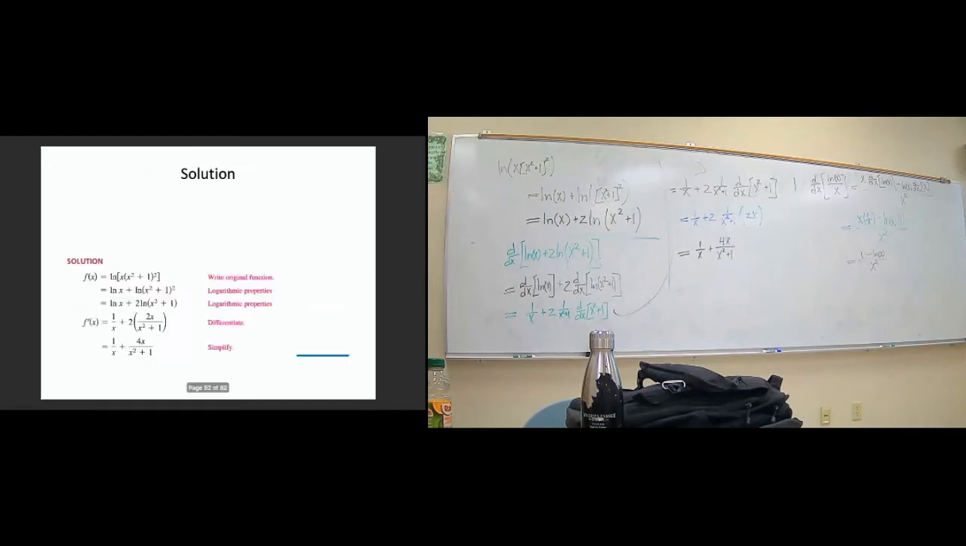So just to check our work really quick, the first thing we do is expand our logarithm. From here to here is that first property. From here to here is that third property, just bringing that power out. And then we differentiate it. And then we simplify to get exactly what we have on the board.